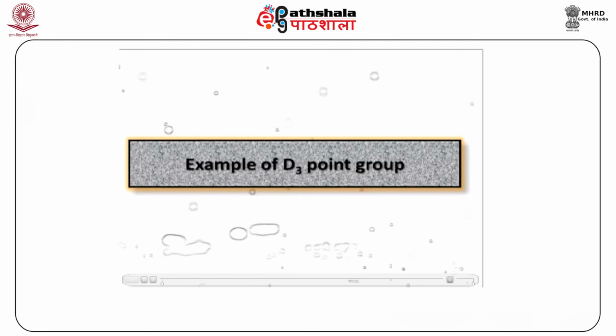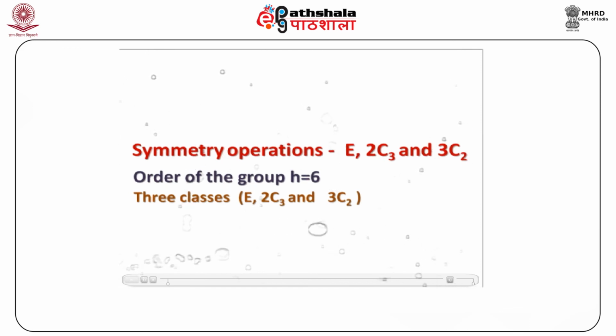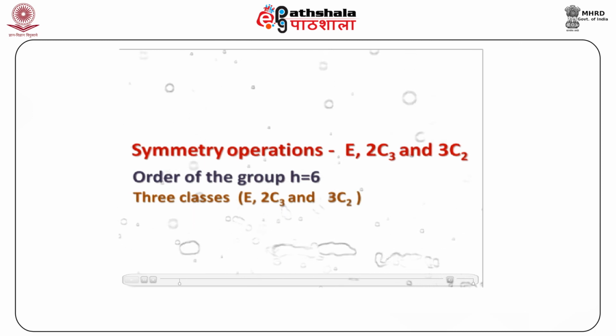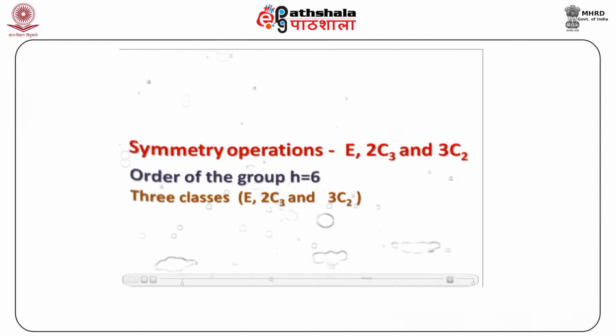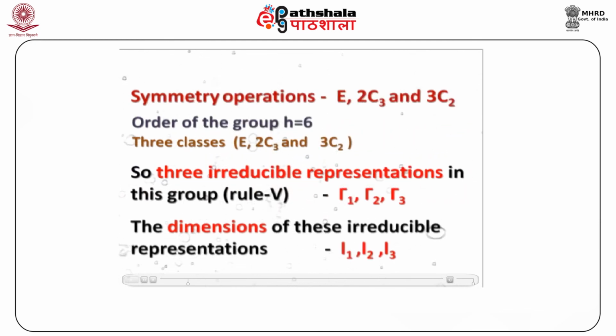Slide 20. The D3 point group has E, 2C3 and 3C2 symmetry operations. In total, there are 6 operations. Thus, the order of the group h is equal to 6. There are 3 classes in it. So, there will be 3 irreducible representations in this group. Let these be tau 1, tau 2, tau 3. Let the dimensions of these irreducible representations be l1, l2 and l3.